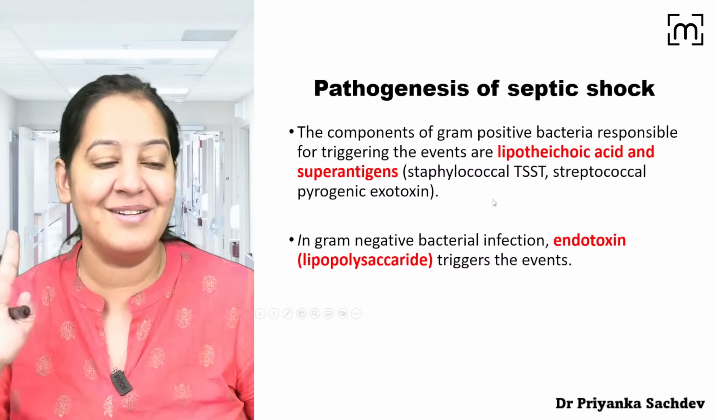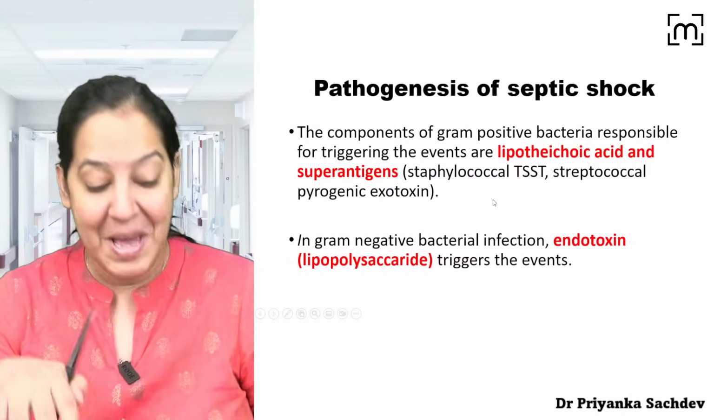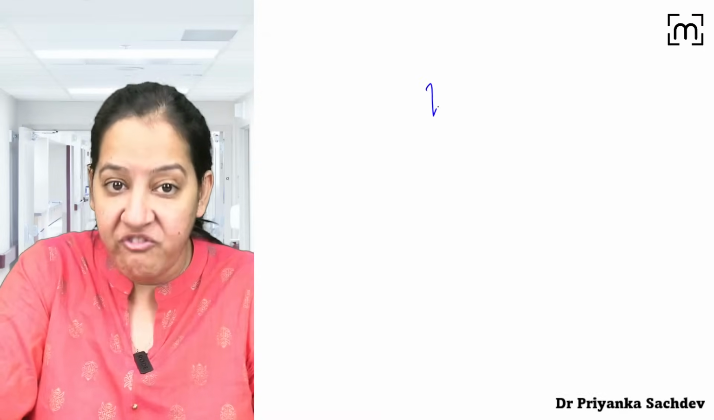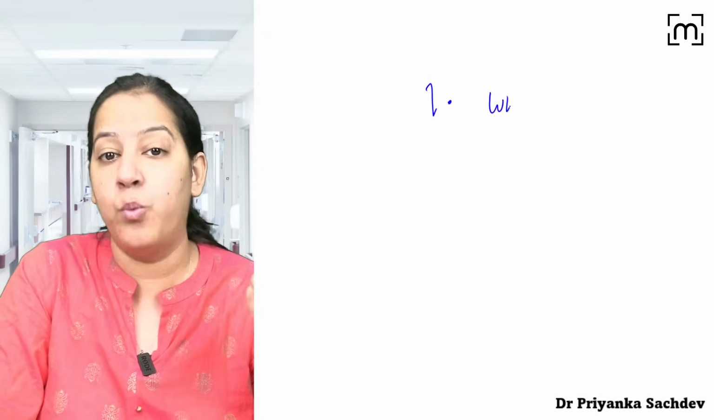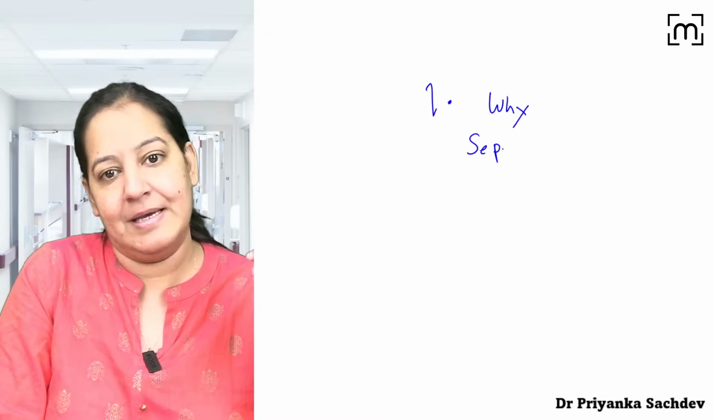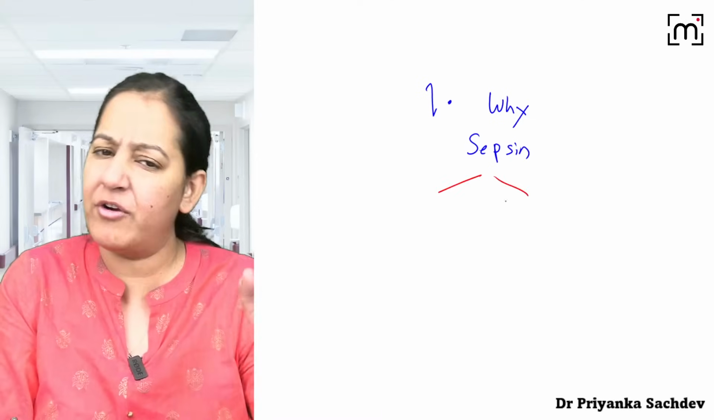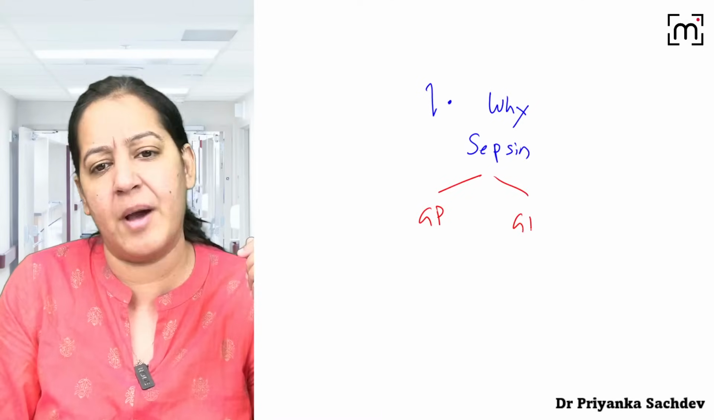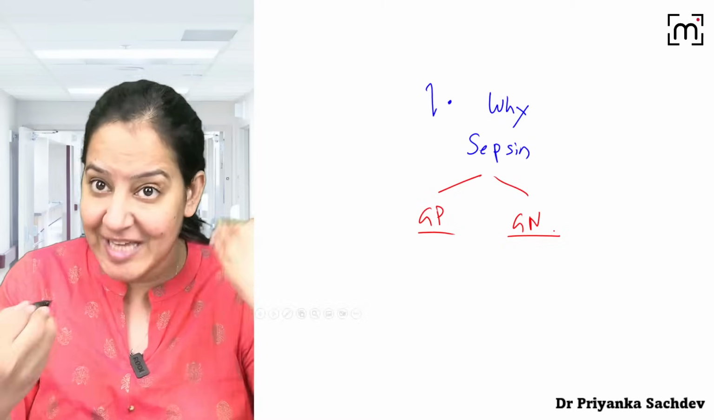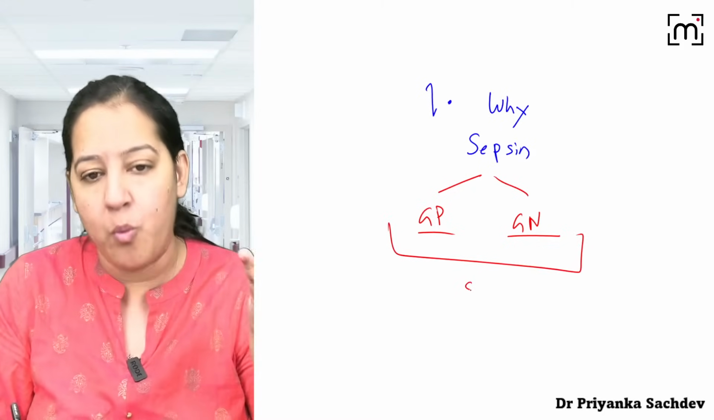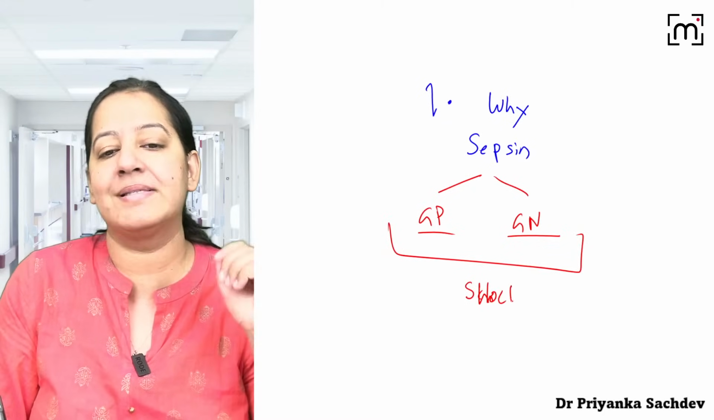Now the most difficult to understand is the pathogenesis. My question to all of you: why? Sepsis, due to gram-positive or gram-negative, whatever, due to any of them, the sepsis leads to shock. How is it leading to shock?